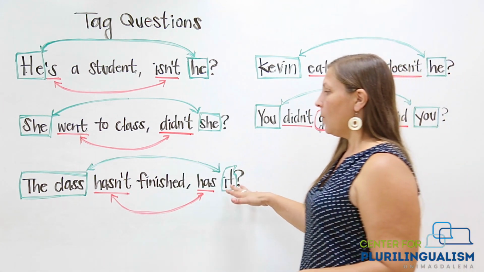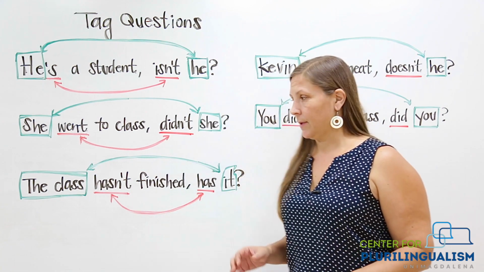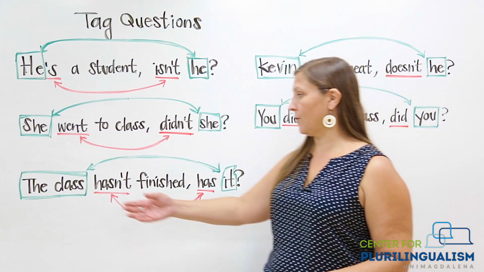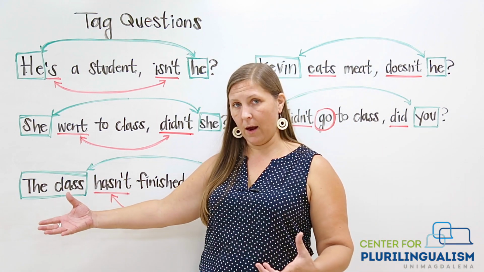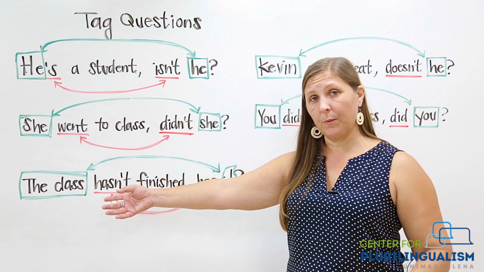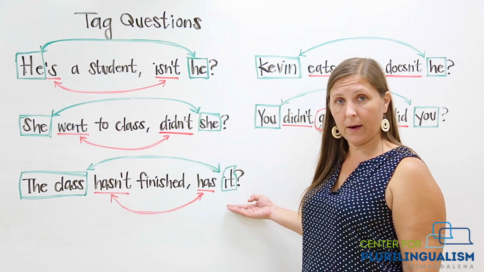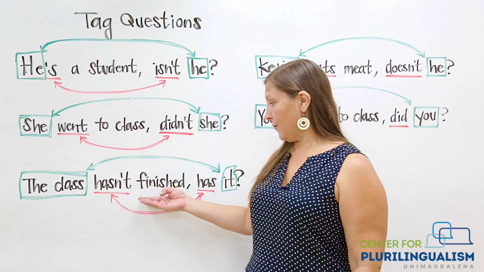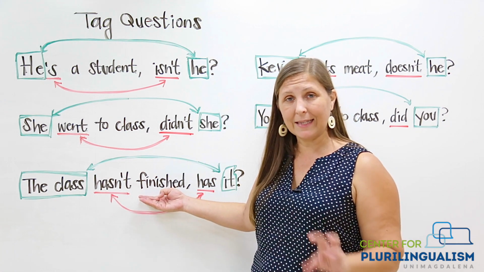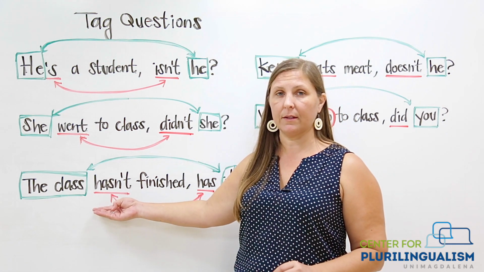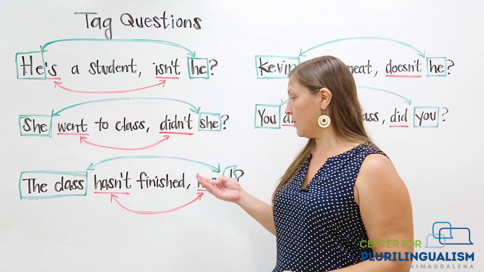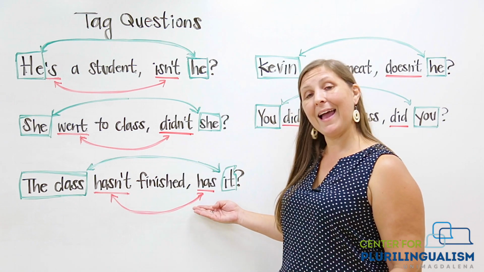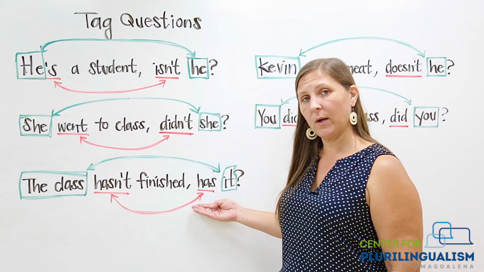Last example, we can do this with present perfect, okay? The class hasn't finished, has it? Okay, so for example, the class is a noun, okay? So that we're going to replace with it for its pronoun, okay? Hasn't finished. Now, finished is not the verb to be, but in present perfect, we already have an auxiliary. So this now becomes the verb in the tag question. Hasn't is negative, so we will use has, the positive, in the tag question, okay?